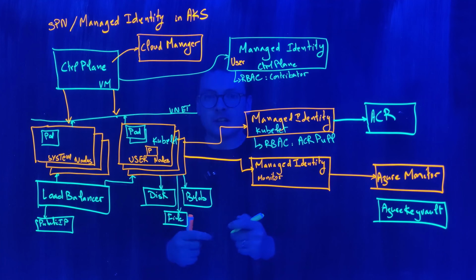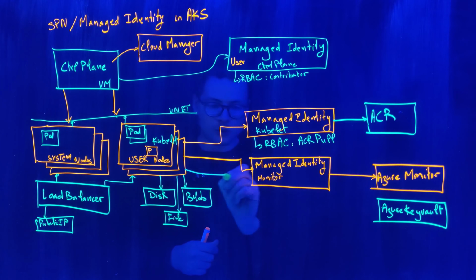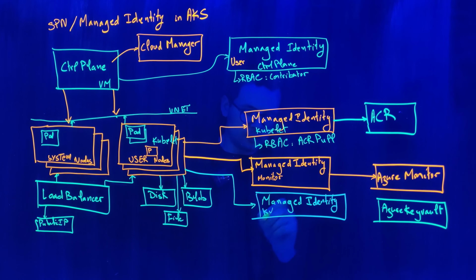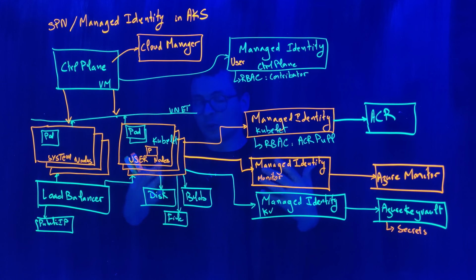Then it can use the user assigned managed identity, and that's where I will draw another managed identity here. This one will be used for Key Vault. That managed identity would have the right RBAC role, Azure Key Vault user or secrets user, in order to get access to the secrets inside this Key Vault. And by the way, for the CSI driver there is now a new solution to connect to the Key Vault, and that is using workload identity, which uses the managed identity with federated credentials.